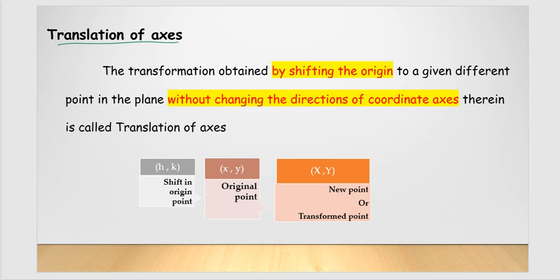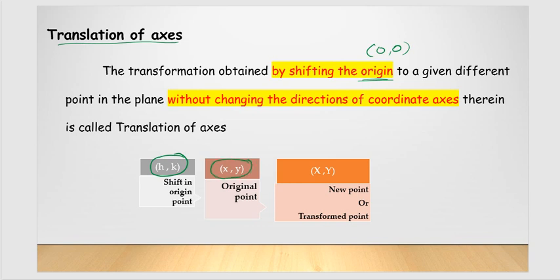The only thing that we are going to do is shift the origin. We already know in coordinate geometry the origin is 0, 0. The point 0, 0 denotes the origin, right? Now in translation the origin point will be shifted. In all the problems, wherever you get a shift in origin, that particular point we will represent with h comma k, right?